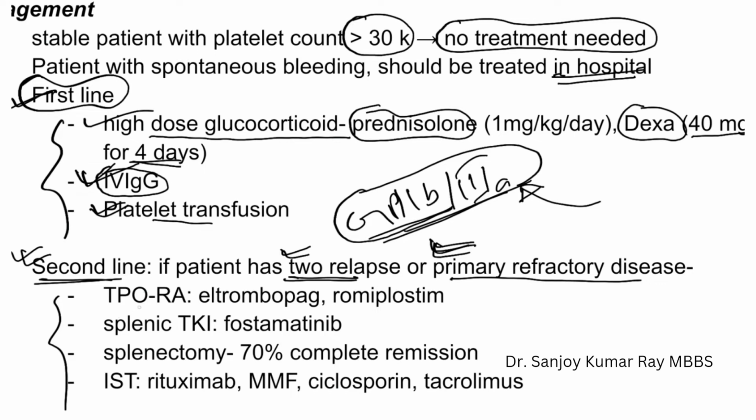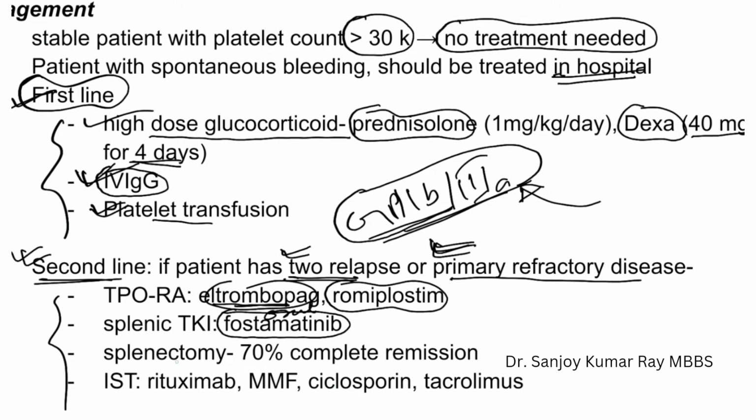The first one is TPO-RA, that means thrombopoietin receptor agonist. The most important one is eltrombopag. This is given orally. And romiplostim, this is given parenterally. Eltrombopag is usually given by the oral route. Number 2, splenic tyrosine kinase inhibitor, fostamatinib. This is the splenic tyrosine kinase inhibitor.